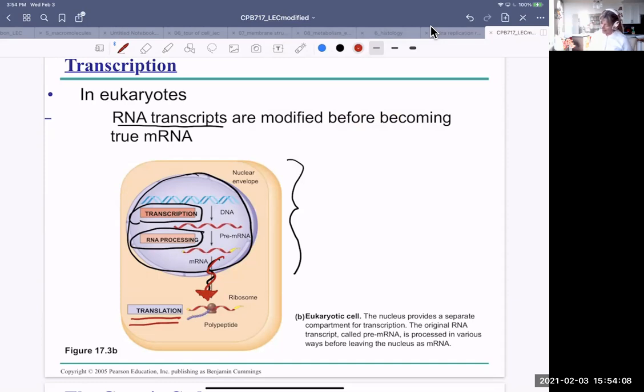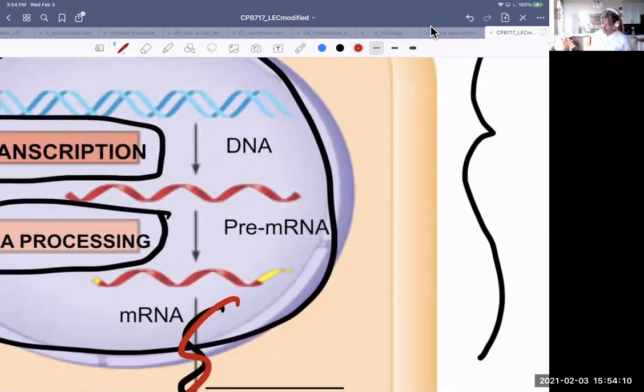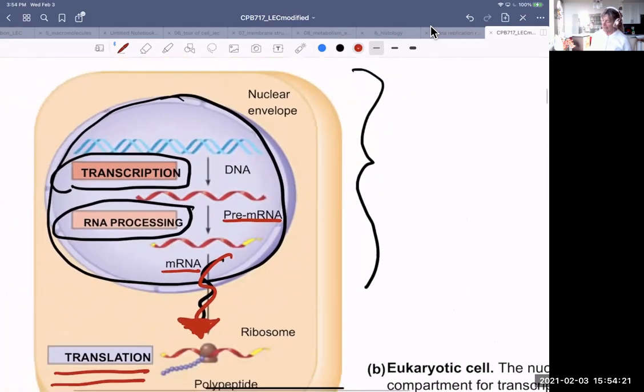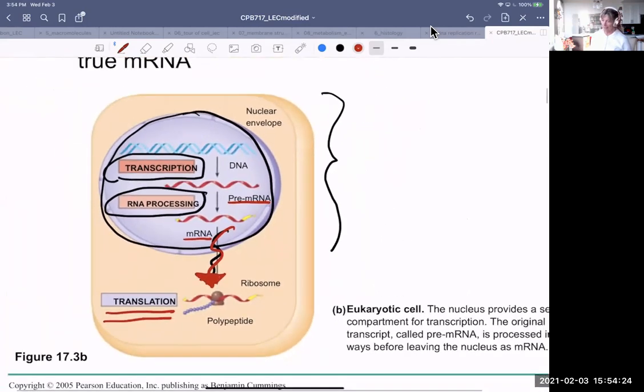So the mRNA, before it's processed, is called pre-mRNA. It's hard to say, pre-mRNA. And then after it's processed, we just call it mRNA. Messenger RNA is what that stands for.